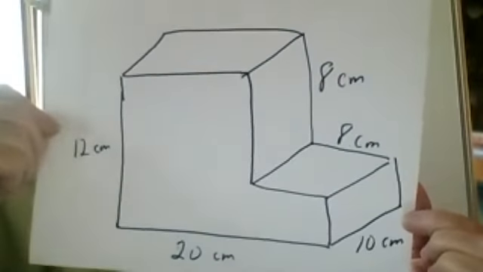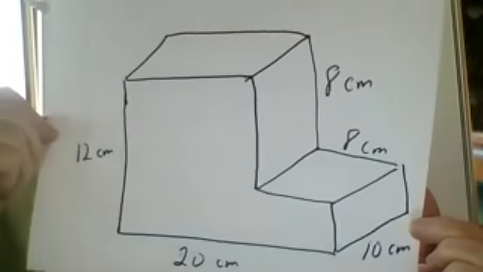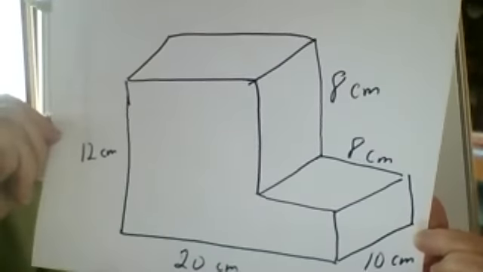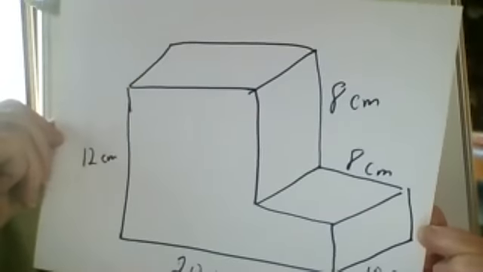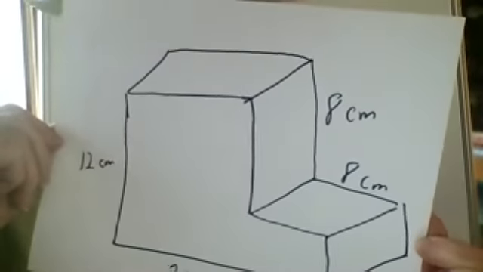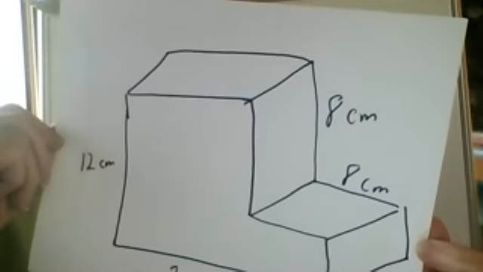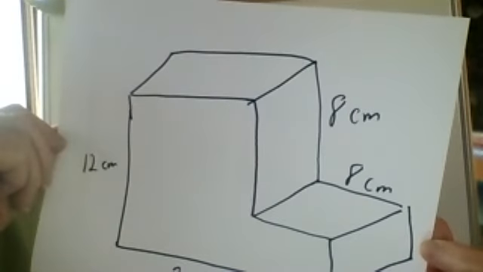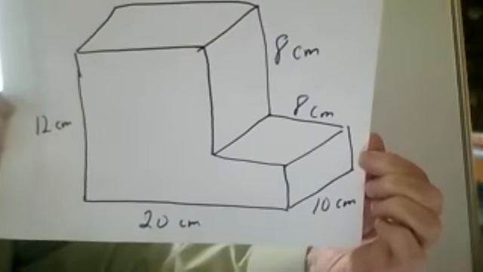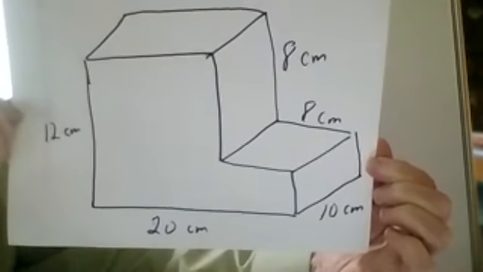You have 20 centimeters across the bottom. You have 12 centimeters up the left side there. You have a depth of 10 centimeters. And then you have 8 centimeters and 8 centimeters for part of your dimensions. So pretty simple. I would just divide it up into 2 prisms and then add those 2 volumes together. Should be pretty straightforward.